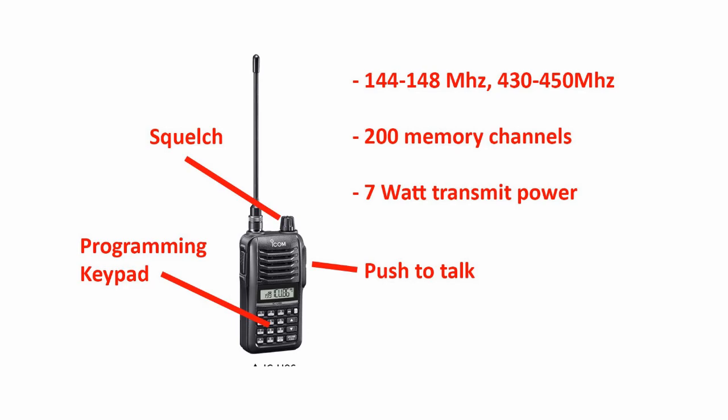This is a typical handheld radio for 2 meter and 70 centimeter bands. They can be programmed for 200 channels and operate at 5 to 7 watts. Squelch turns the radio off if no signal is being received. Squelch is used for FM modes. PTT is push-to-talk switch, which changes from receive to transmit mode. The switch can be built into the microphone.